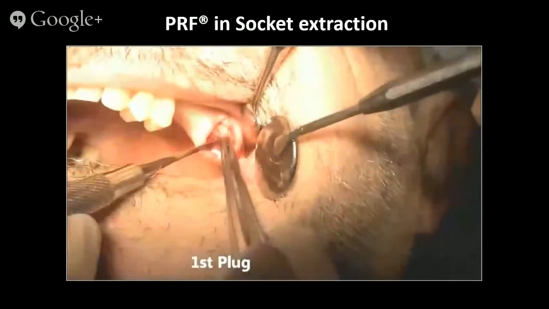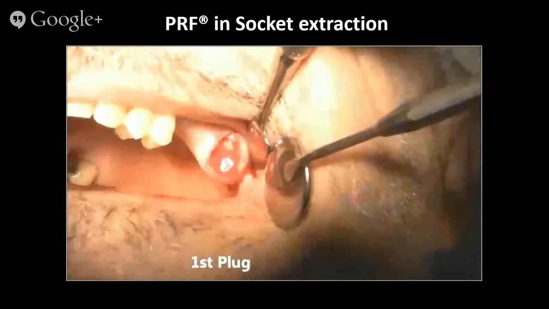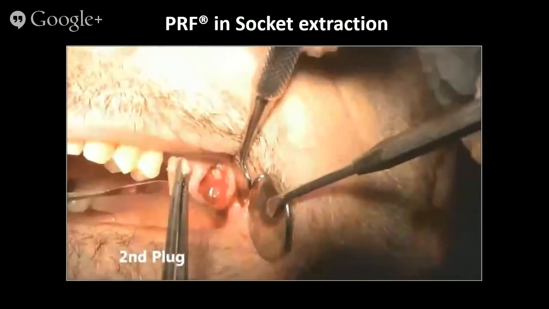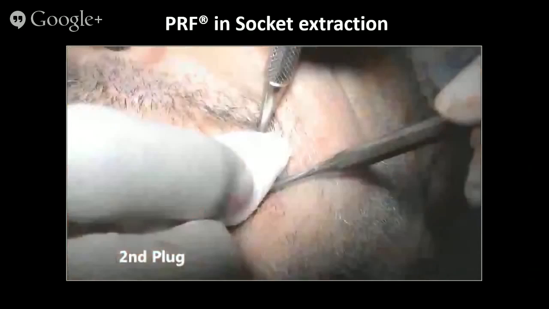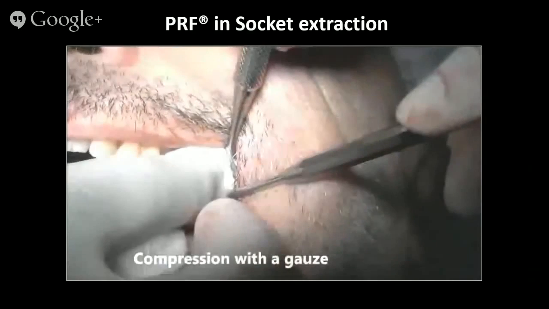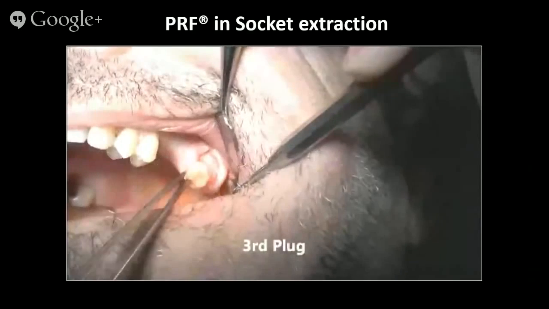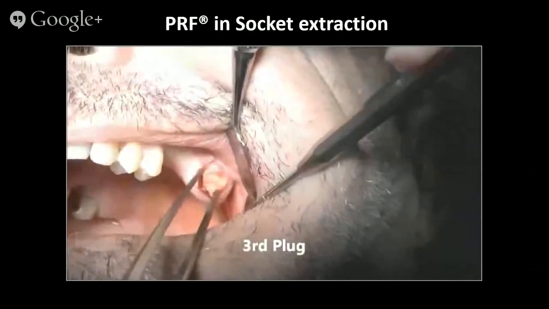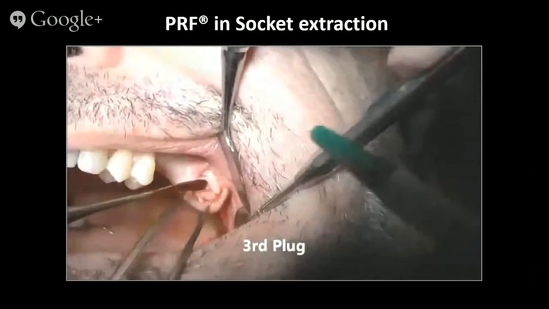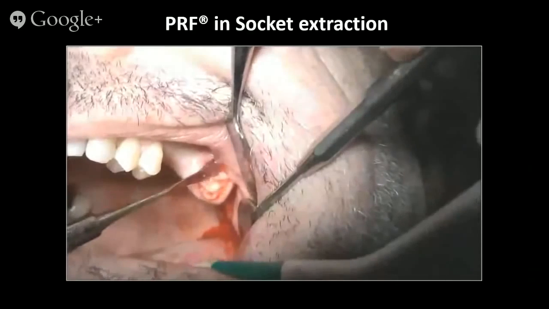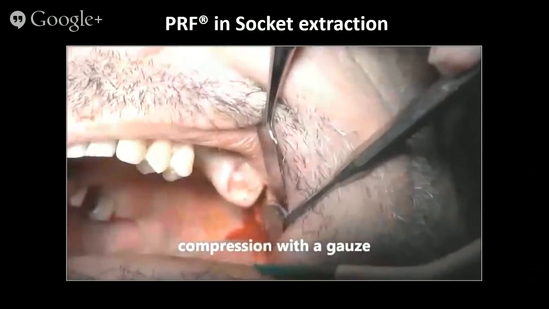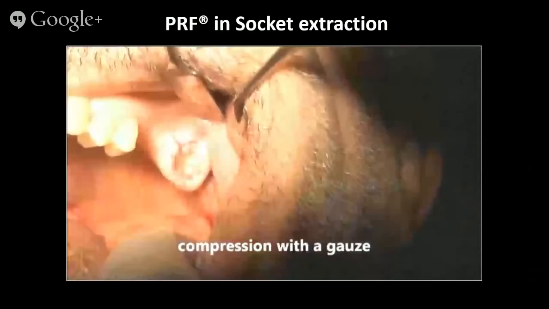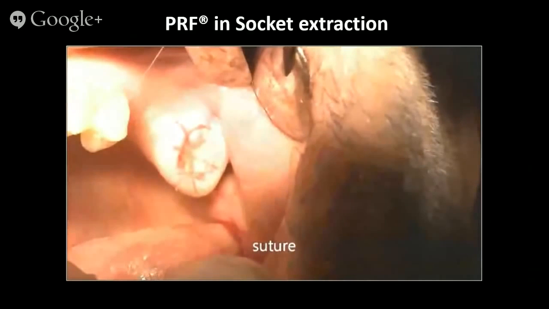The first plug is easy to manage, no problem, but we need to put in as much as we can. This is one of the best concepts of the PRF, as much as we can. But if we want to press, we need to use a gauze, not the metal instrument. This is the third plug. We try to put it. It's not easy, but we will do it with a gauze. Press with a gauze every time, as much as you can. And then, you see, we put 3 plugs in the socket. It seems that we put 30 cc of blood in the socket.